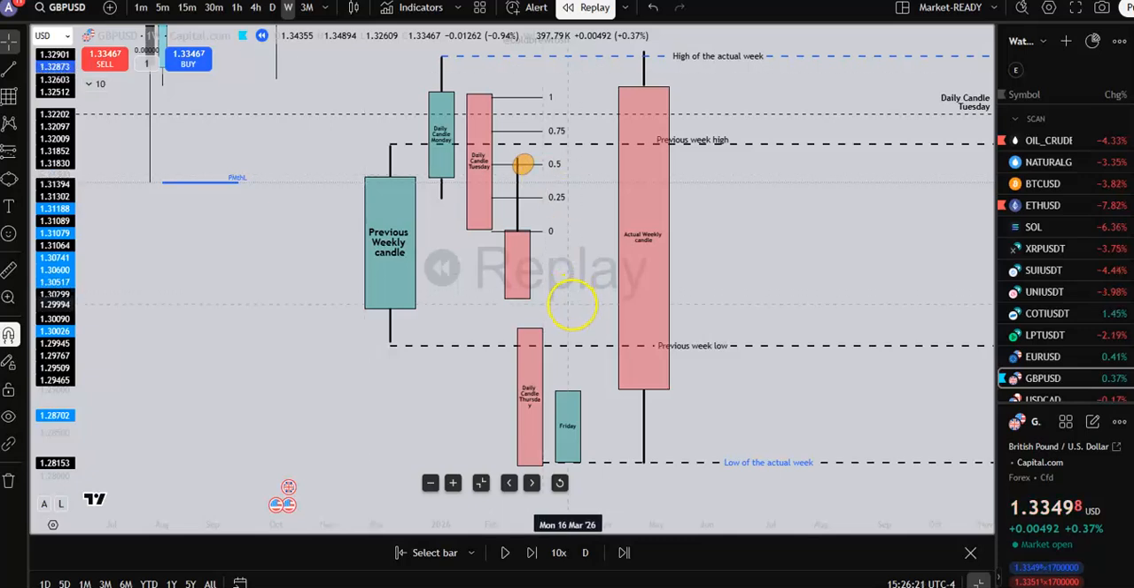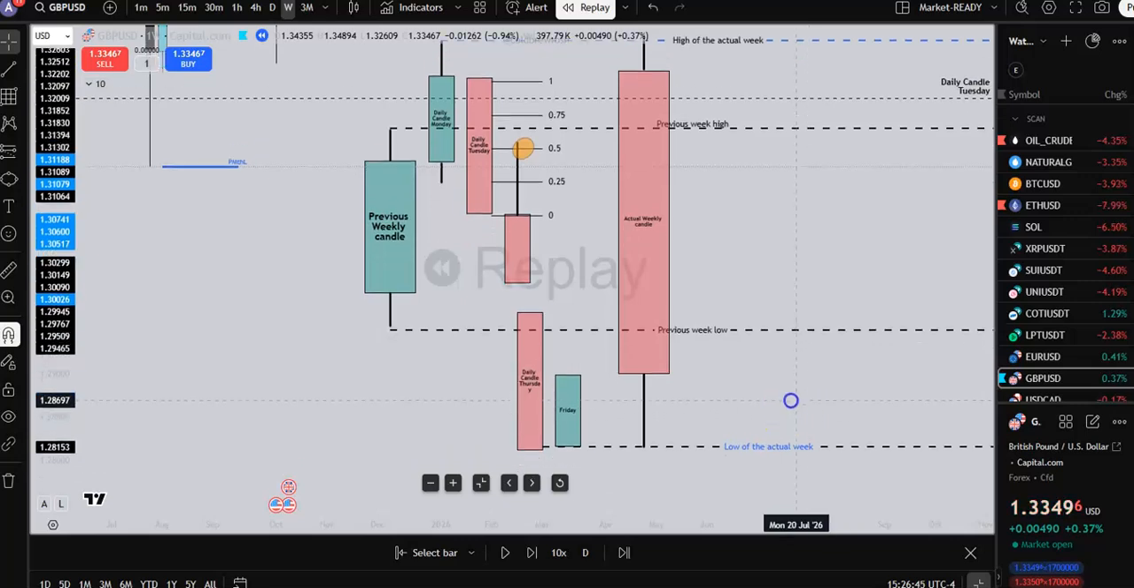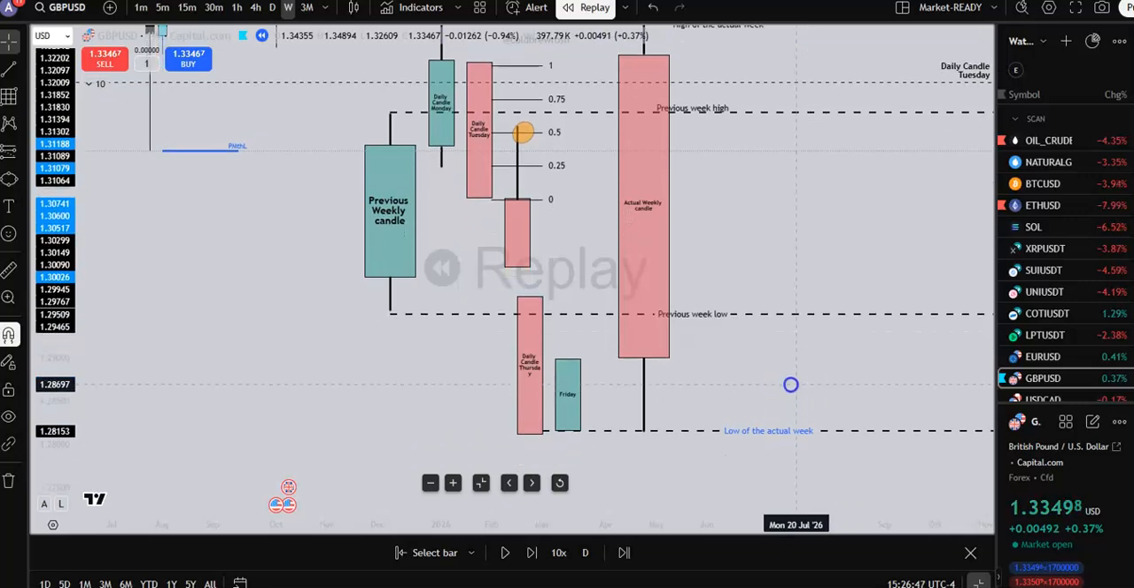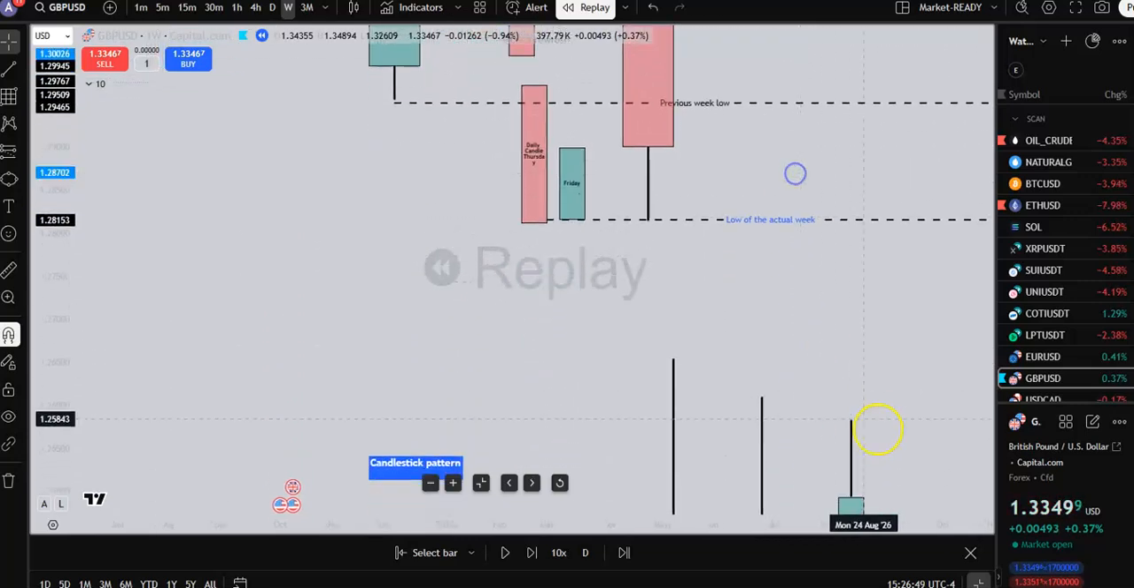Everyone, this is Market Ready, and this is the fourth video in our daily bias series. In the first video we talked about the anatomy of the weekly candle, the continuation model and the reversal model. We talked about the engulfing candlestick pattern. Now we're going to talk about a very important matter, which is the anatomy of the daily candle.